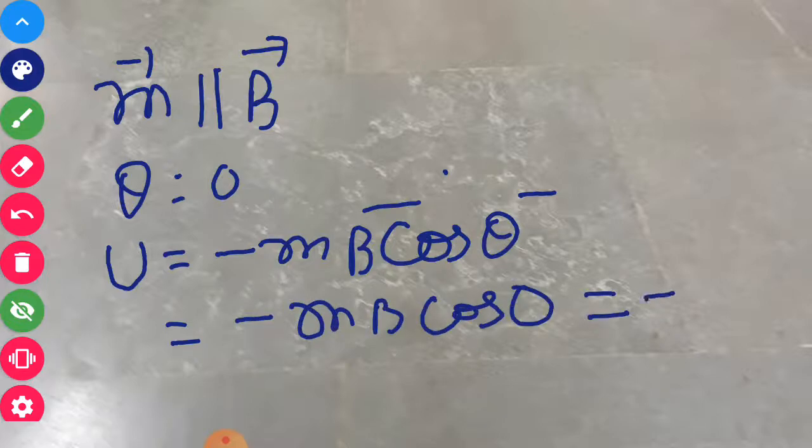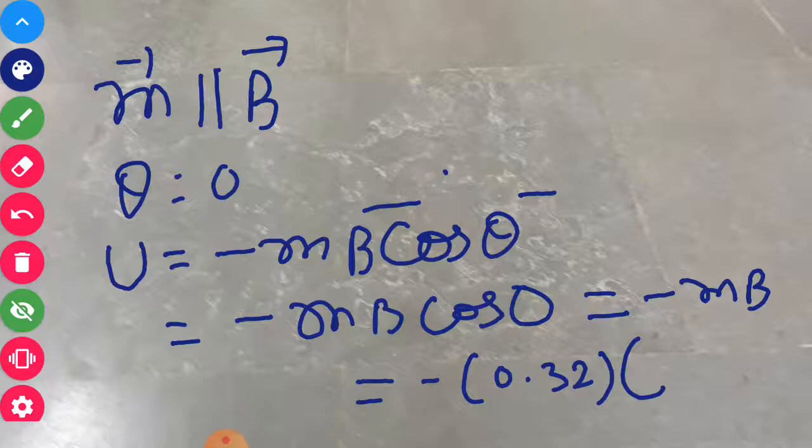So this becomes minus m into b, and the value of m is given, that is 0.32. Magnetic field is given, 0.15. We just have to simplify and you will get the minimum energy, which is the energy associated with the most stable condition.